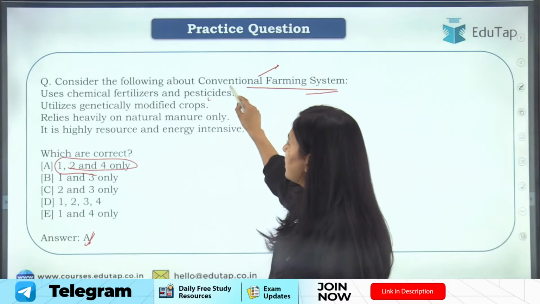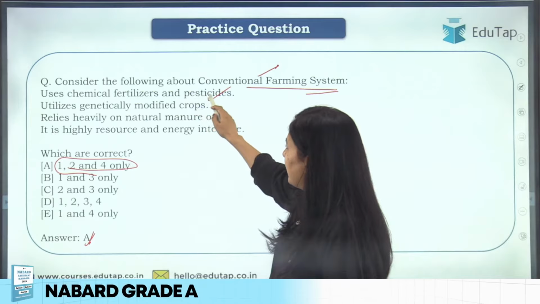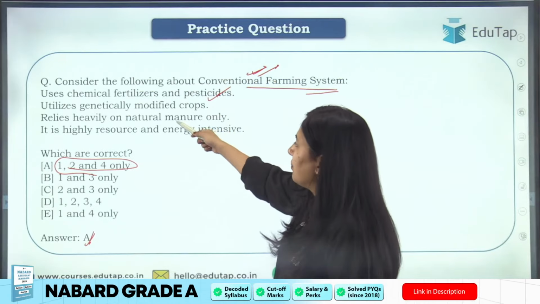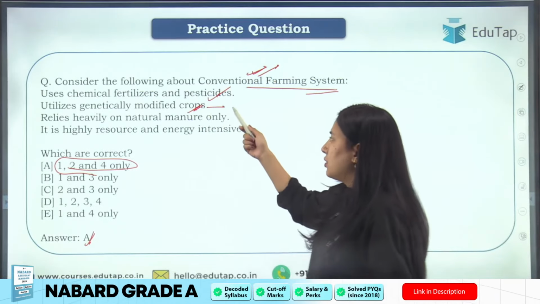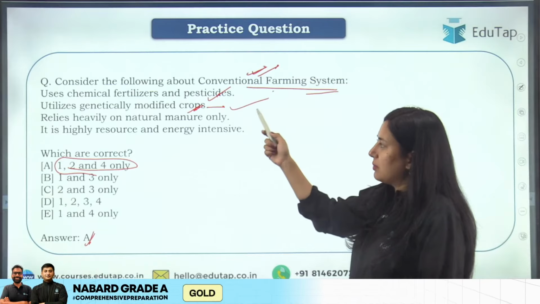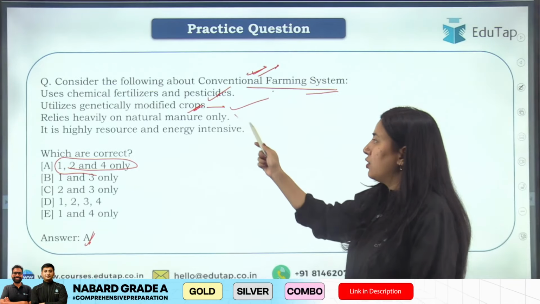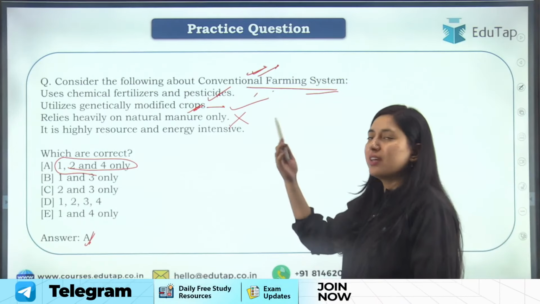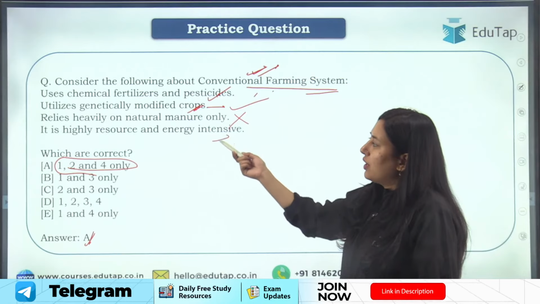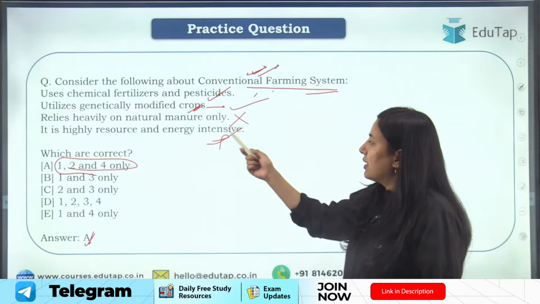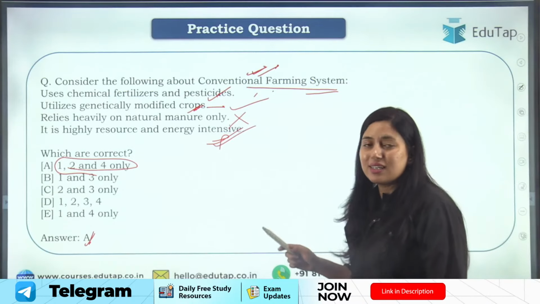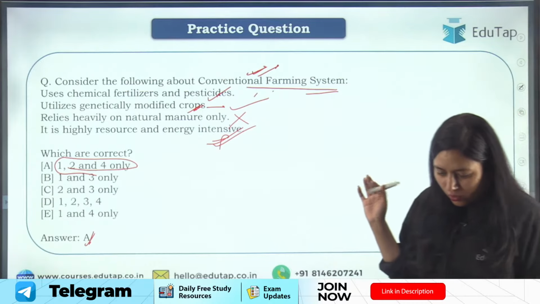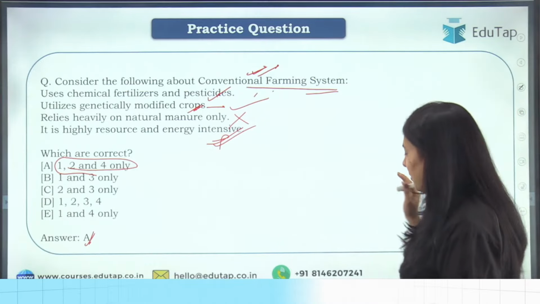So here first is the use of chemical fertilizer and pesticides. Yes, here we are using fertilizer and pesticide. Genetically modified crops are used in the conventional farming system. Relies heavily on natural manure? No, in conventional farming chemical fertilizers are also used. Is it highly resource and energy intensive? Yes, it is highly resource and energy intensive. That's why the answer will be A. The answer was already on the screen.